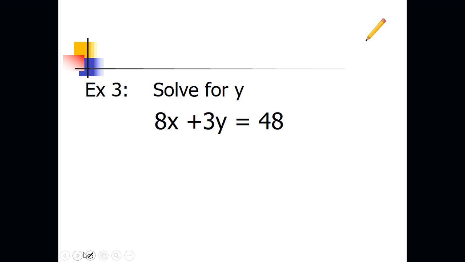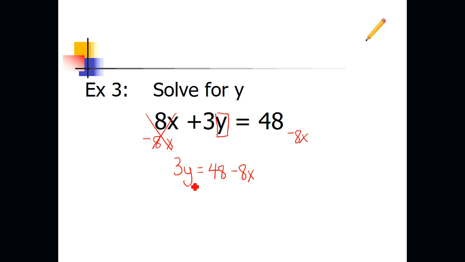Now here's another one. Let's solve this one for y. So y is right here, and to get y by himself, first of all, I'm noticing there's an 8x being added to the term that includes y, so I'm going to get rid of that 8x first. So I'm going to subtract 8x from both sides, giving me 3y equals 48 minus 8x. Notice that the 48 does not have an x with it, so they're not like terms, so I can just leave it as 48 minus 8x. Of course, you can also write negative 8x plus 48. That'd be fine as well.